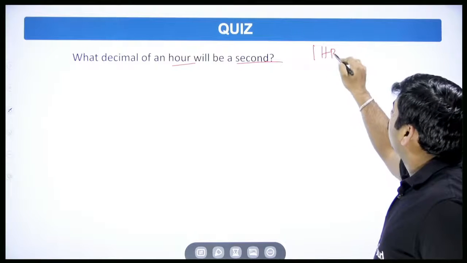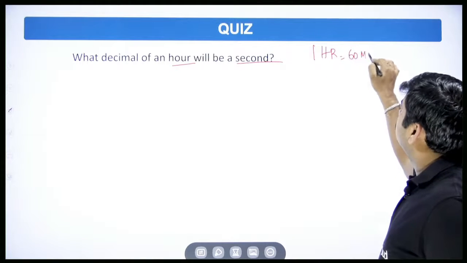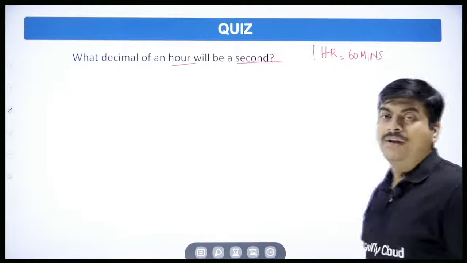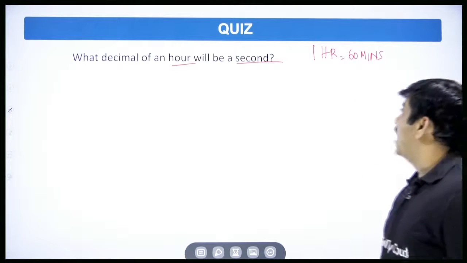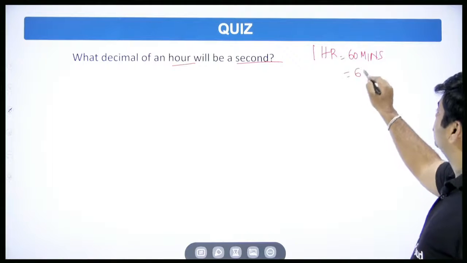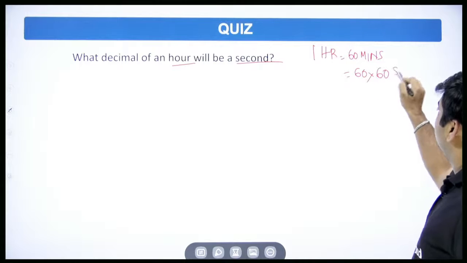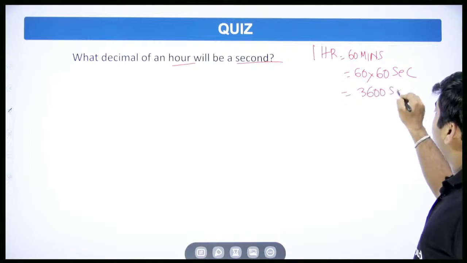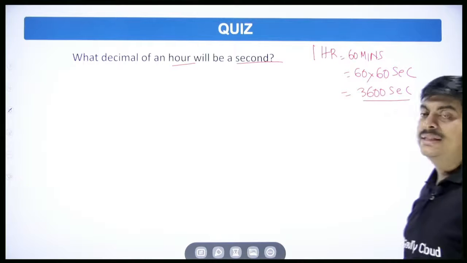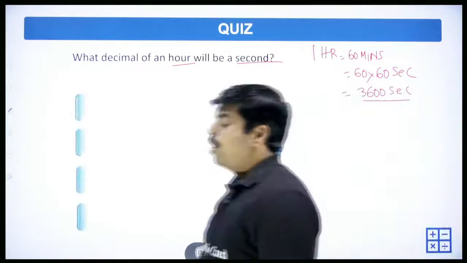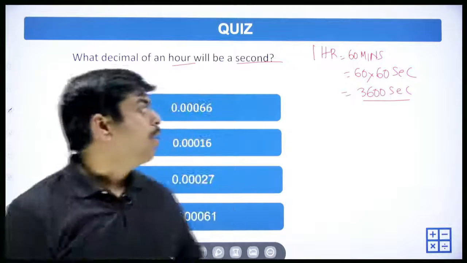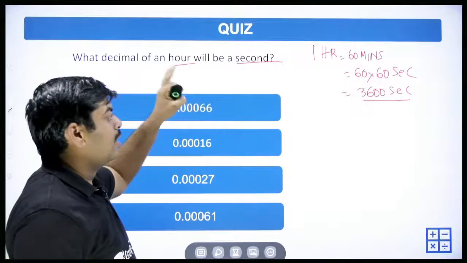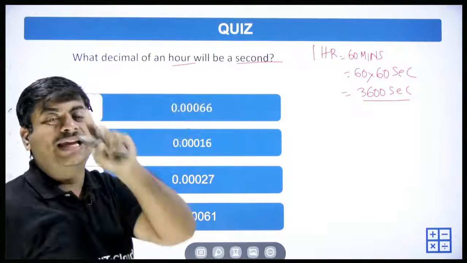1 hour will have 60 minutes, and each minute will have 60 seconds. So that will give you 3,600 seconds. Okay, so now, what decimal of an hour will be a second?